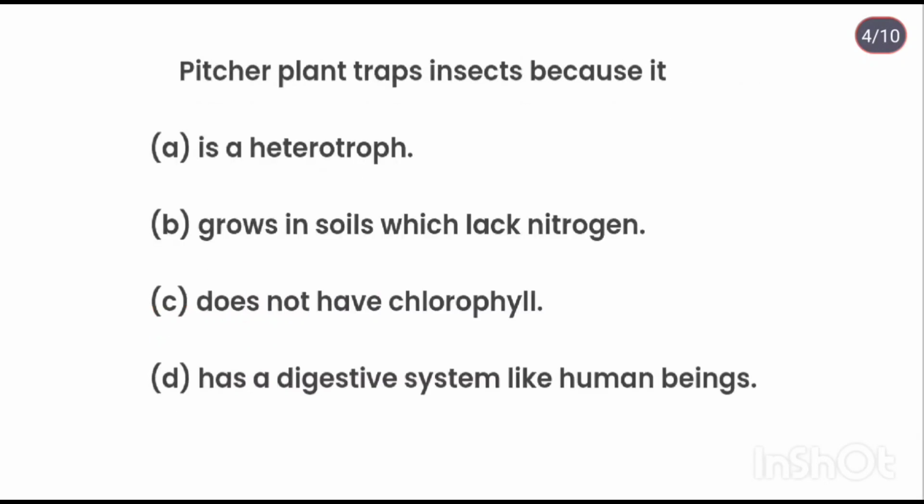Next question is: pitcher plant traps insects because it... right answer is option B, grows in soil which lacks nitrogen. Pitcher plant grows in the soil which is deficient in nitrogen. Pitcher plant carries out photosynthesis to produce carbohydrates. But for nitrogen source, it traps and digests the insects.